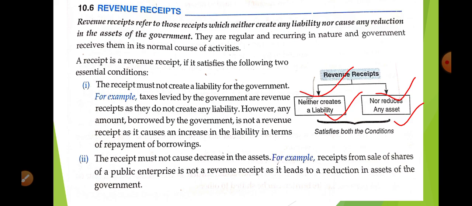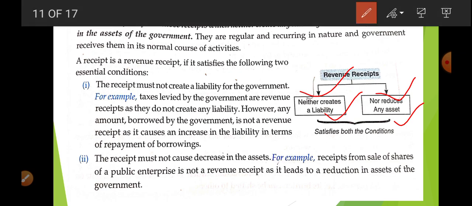Revenue receipt refers to those receipts which neither create any liability nor cause any reduction in the assets of the government. They are regular and recurring in nature, and the government receives them in its normal course of activity. Remember that it is a regular source of income, so it is very, very important for the government. And one more thing, there is no liability to pay back, and there will be no reduction in the assets of the government.